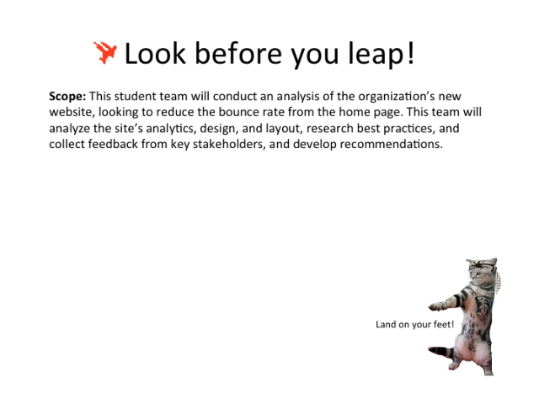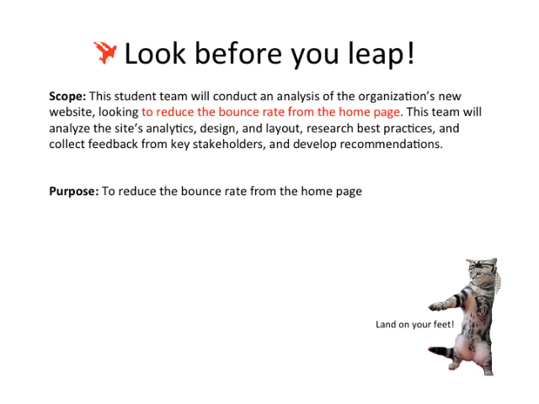So this scope comes from a fictitious organization that runs a residential program that serves as an alternative for kids who end up in the juvenile detention system. The scope reads, this student team will conduct an analysis of the organization's new website, looking to reduce the bounce rate from the homepage. This team will analyze the site's analytics, design and layout, research best practices, and collect feedback from key stakeholders to develop recommendations.